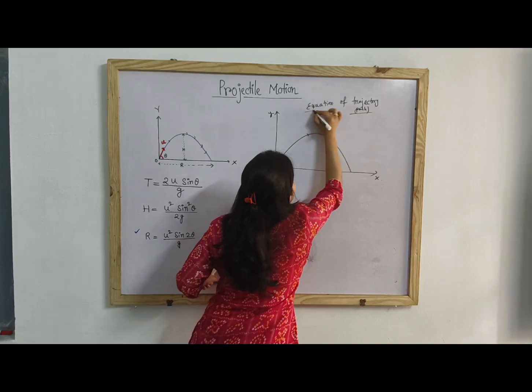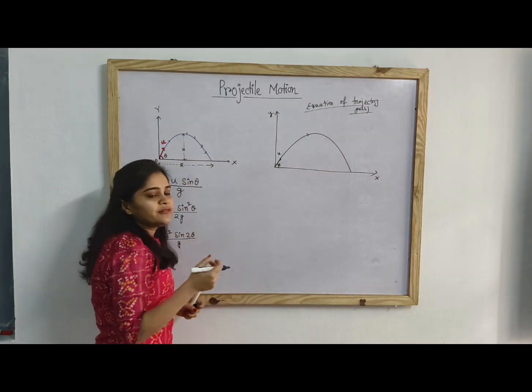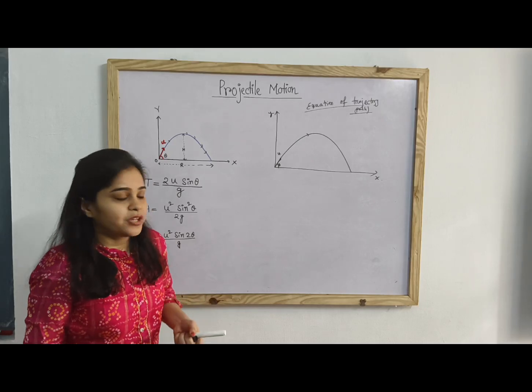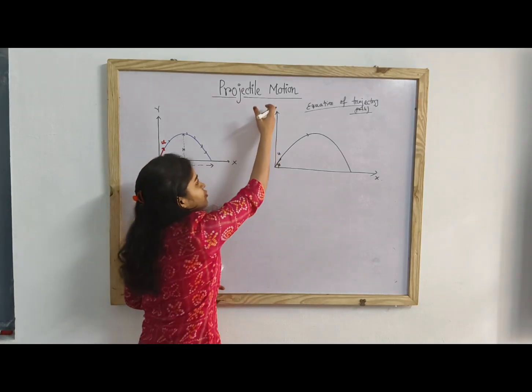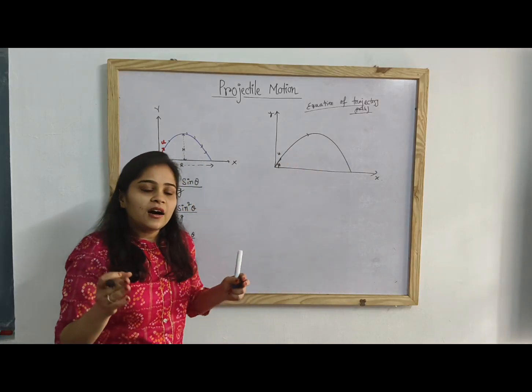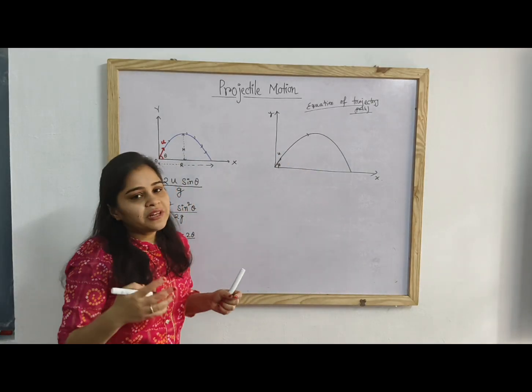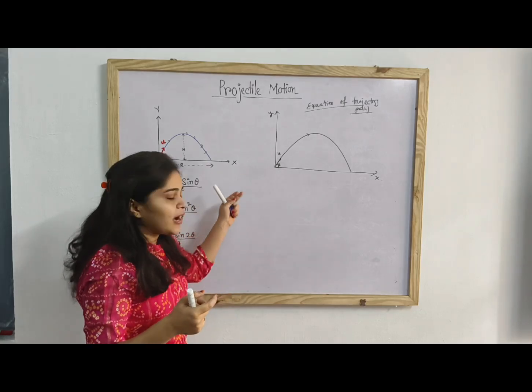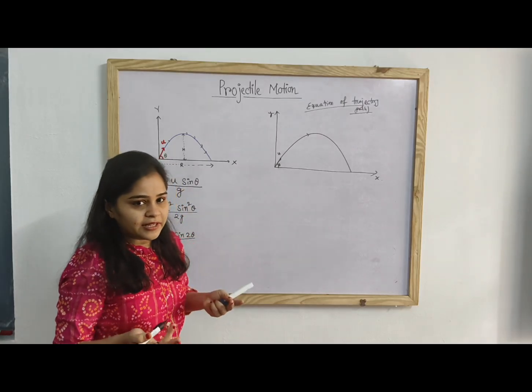So how can we do this? When we want to derive the equation of the path along the y and x axes, we will get an equation in which we have y and x, that means an equation in terms of y and x.